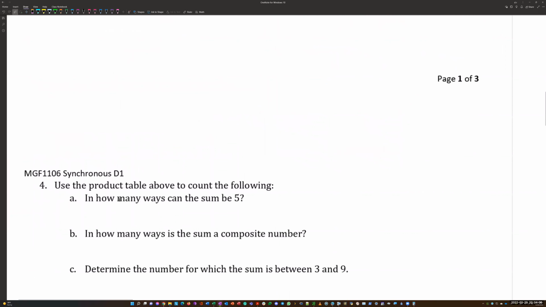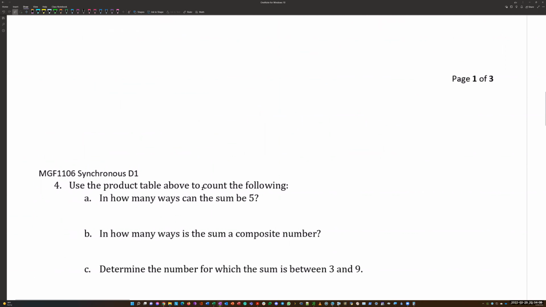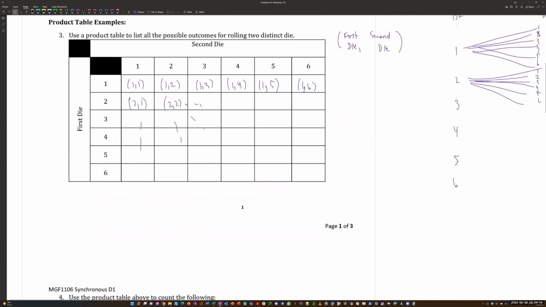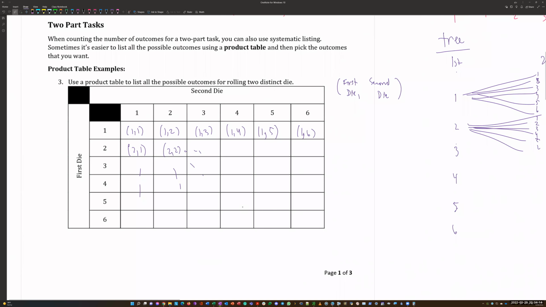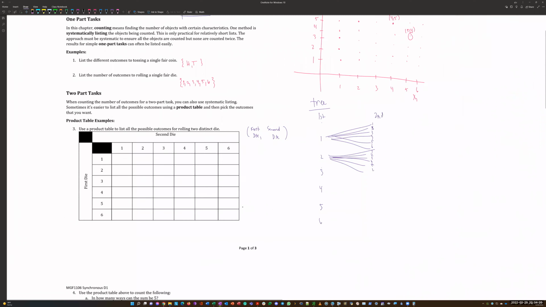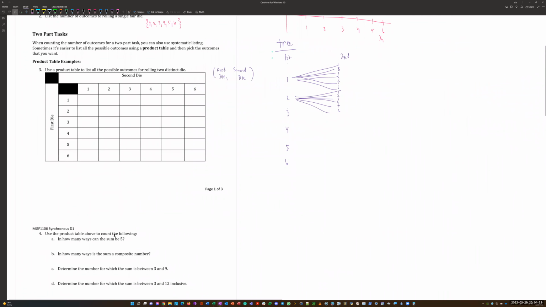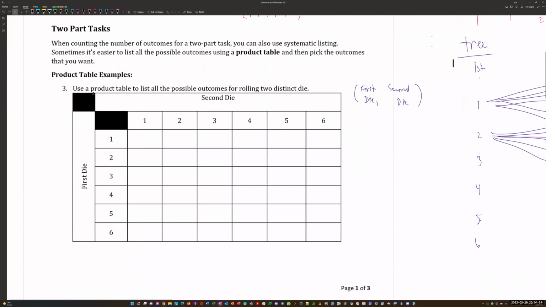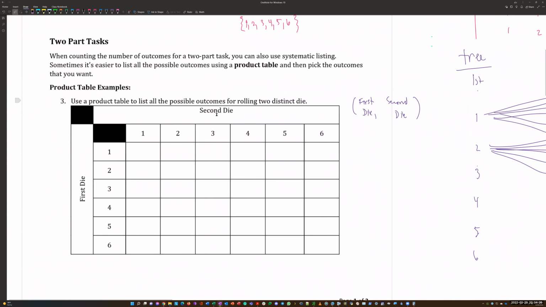All right, so now he says, use the product table above to count the following. How many ways can the sum be a 5? See, I knew they were gonna say it wrong. They should have said here, use a product table, list all the possible sums for rolling 2 distinct dice. Does that make sense? Mhm.